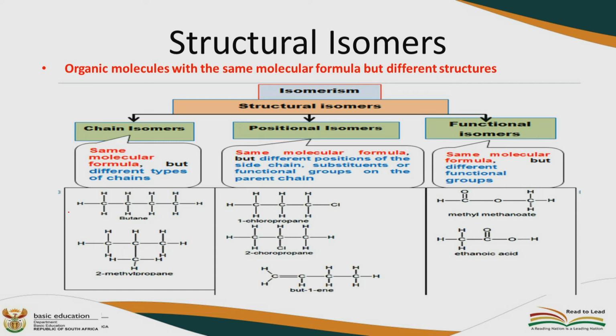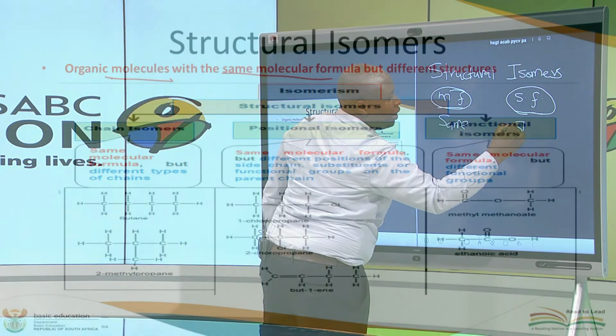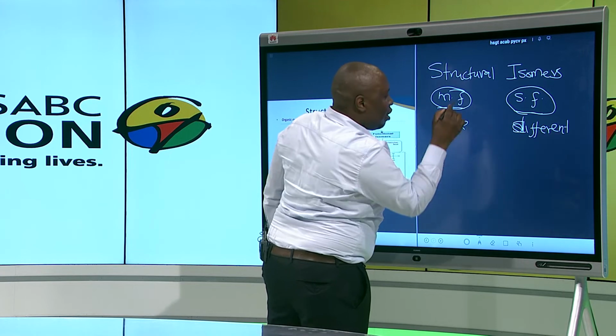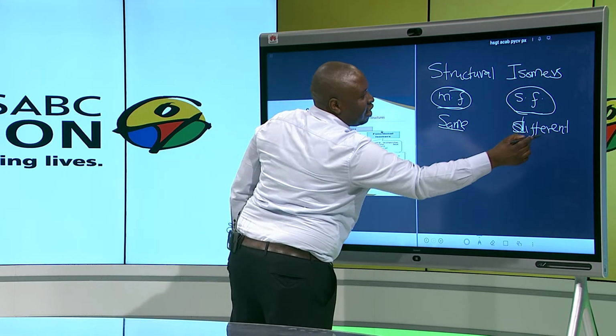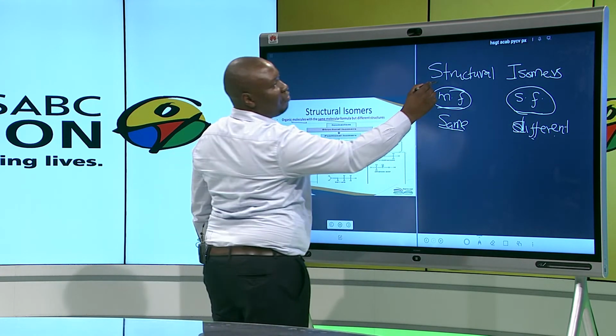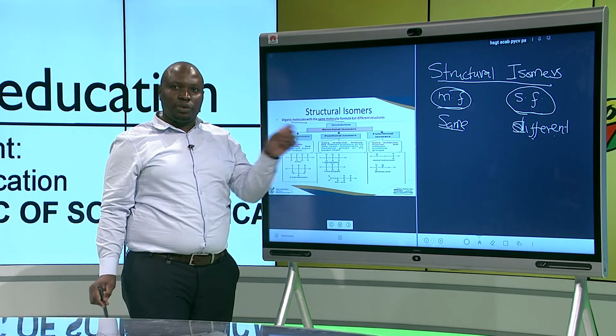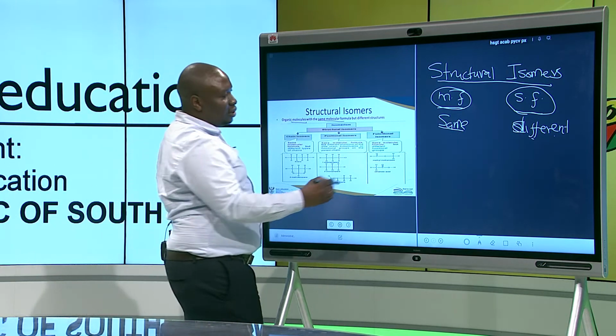So what are isomers? What are structural isomers? These are organic molecules with the same molecular formula. So molecular formula is the same, but what is different is the structural formula. So we're saying molecular formula is the same, structural formula is different. Then we refer to that as structural isomers. There are 3 types of structural isomers that we are having. The first one is the chain isomer.